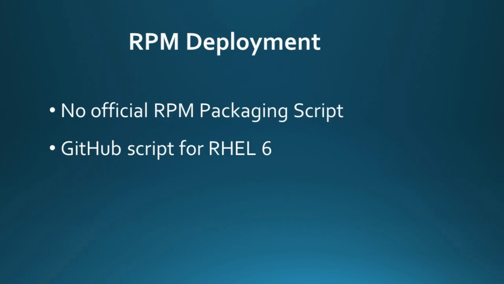If you're looking for an RPM to deploy, there's no official RPM packaging script. Probably not surprising, you'll see a lot of the Apache projects may not have an RPM. But there's a GitHub script for Red Hat 6 that's out there that you could use to base an RPM off of, if that is the way that you'd like to deploy Kafka.